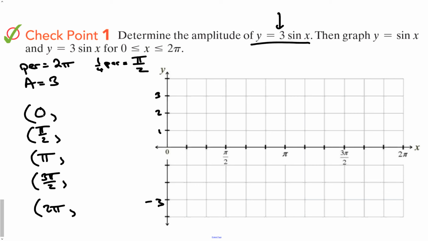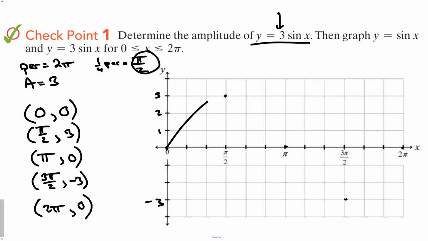Okay, that's the x coordinate of my 5 key points. Again, how did I get that? I started at 0, and then you keep adding a quarter of the period to get the next one. My y coordinate is going to start at the middle, max, middle, min, back to the middle. So my graph would then become a little more stretched out, and we get a nice curve like that.